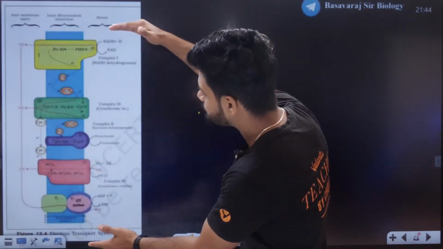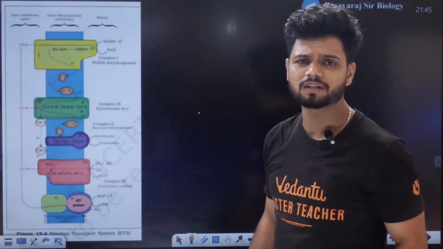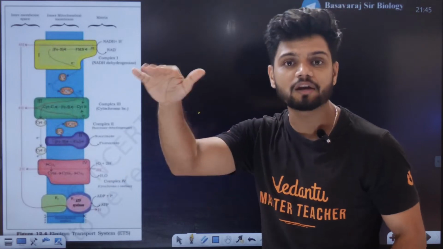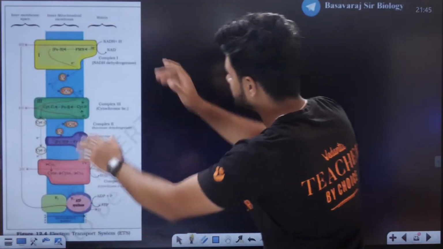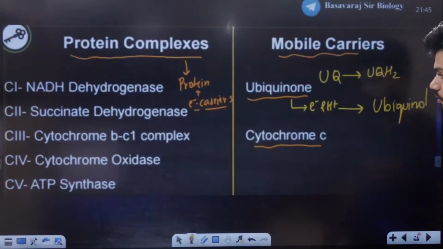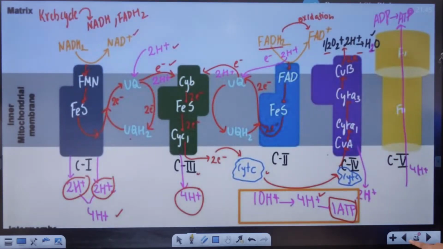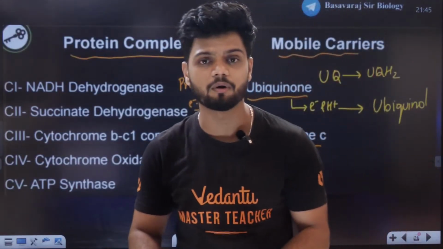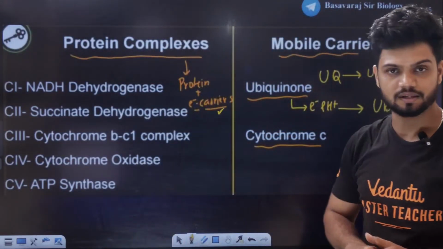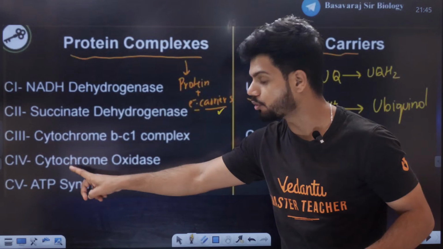Now, if you look at the electron transport chain, it has 5 different complexes and 2 mobile carriers. I will rotate this entire vertical thing into horizontal like this. Before we start, I want you to understand what a protein complex is. A protein complex is made up of proteins and electron carriers. There are totally 5 different complexes here: complex 1, complex 2, complex 3, complex 4, complex 5.